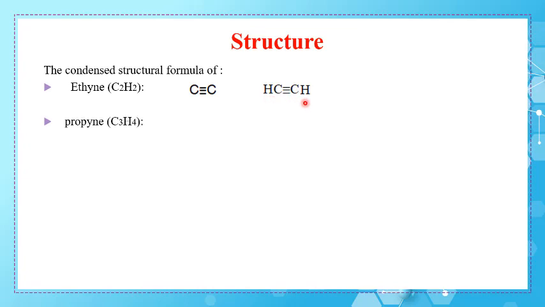For the propyne C3H4, first we put the 3 carbon atoms and we put 1 triple bond between 2 carbon atoms, and the second one is a single covalent bond, and we must distribute the hydrogen atoms between these 3 carbon atoms. The first one here makes 3 bonds, so it needs 1 hydrogen. The second makes 4 bonds, so it doesn't need any hydrogen atom. And the third one makes 1 bond, so it needs 3 hydrogen atoms.